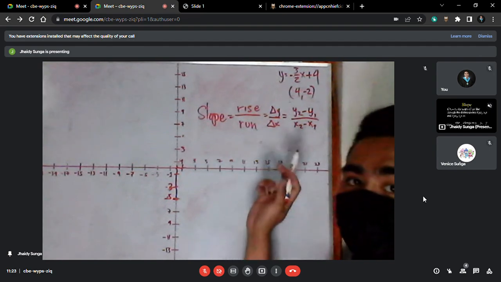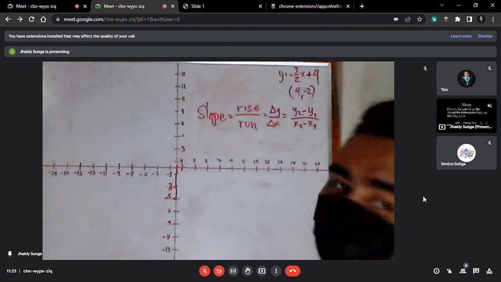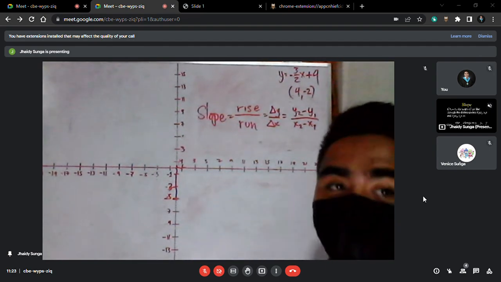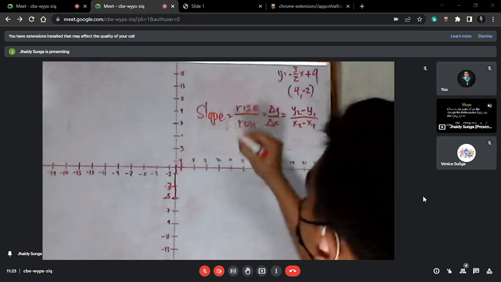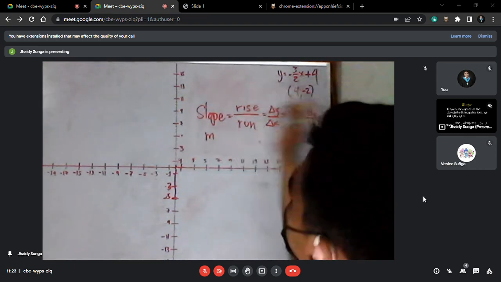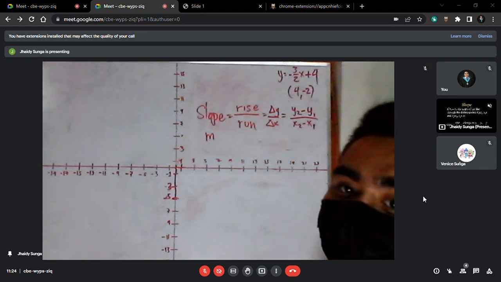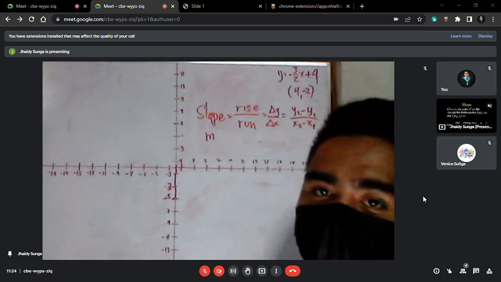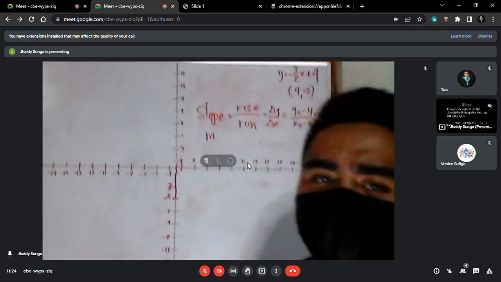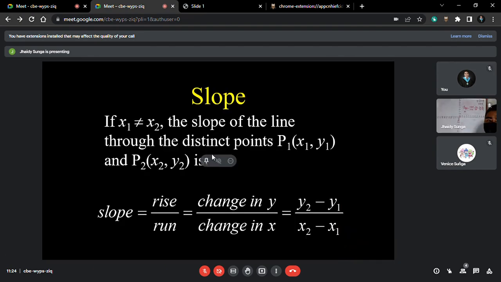This is the formula of the slope. We could also say that the slope is in this form, letter m, small m. So, going back to the presentation, we could say that slope is equal to y sub 2 minus y sub 1 all over x sub 2 minus x sub 1.